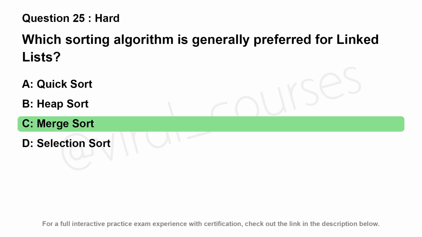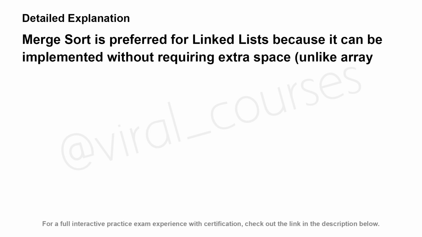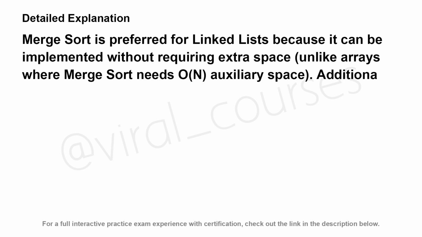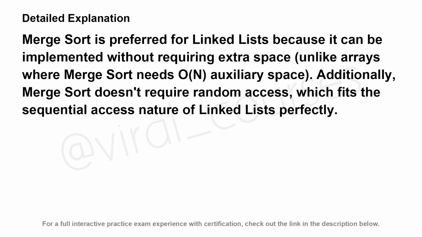The correct answer is C. Merge sort is preferred for linked lists because it can be implemented without requiring extra space, unlike arrays where merge sort needs O(n) auxiliary space. Additionally, merge sort doesn't require random access, which fits the sequential access nature of linked lists perfectly.